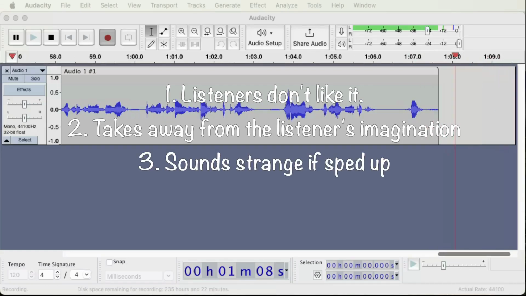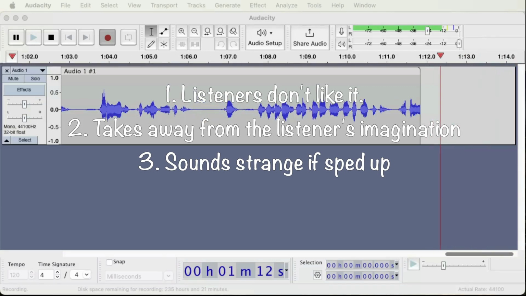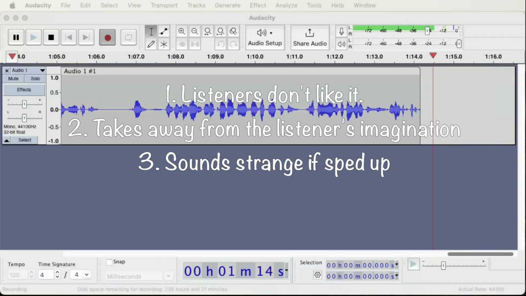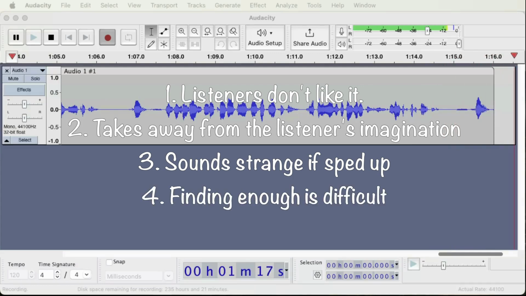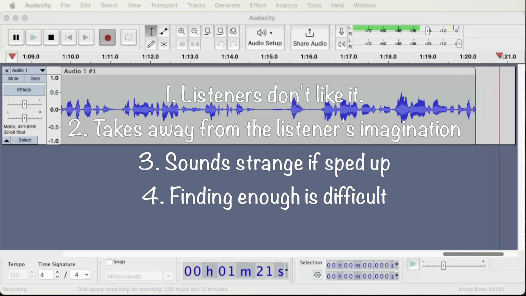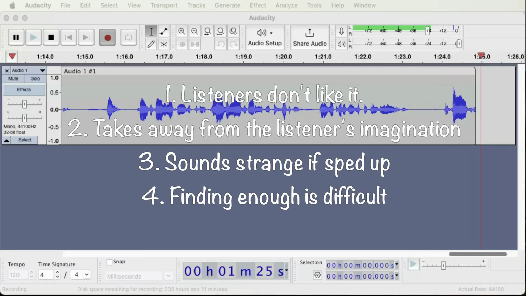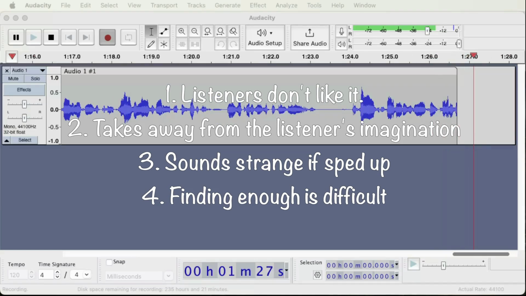3. Listeners sometimes speed up playback to move through a book more quickly. Background music becomes ridiculous, even if it's pitch corrected. 4. Trying to find enough music to back hours and hours of audiobook is difficult, and repeated music becomes an annoyance. And 5. If all that isn't enough, here's probably the biggest reason.